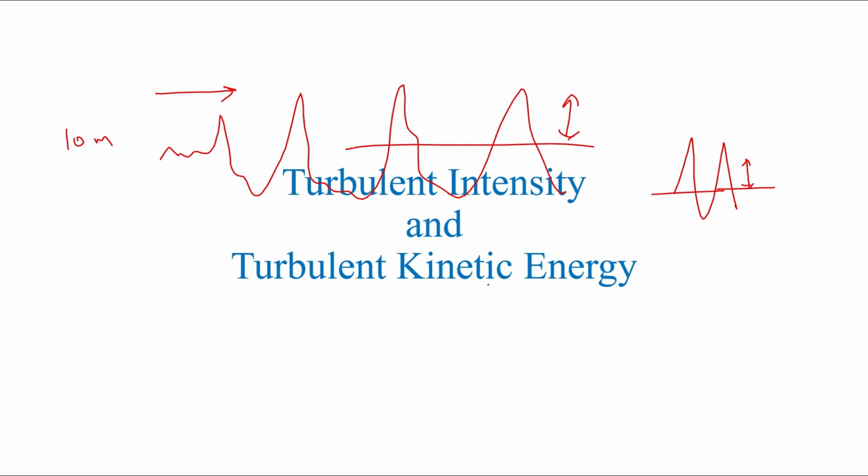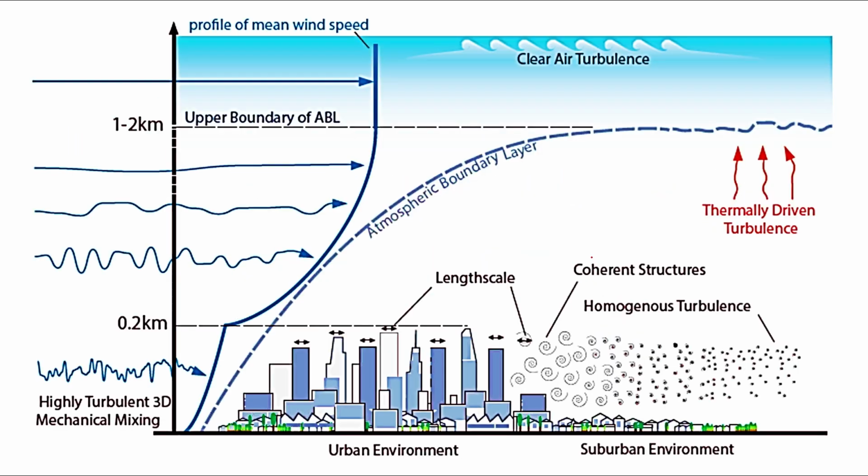Then the turbulent kinetic energy, that is the energy available in the turbulent flow. Okay, so turbulent intensity is how intense the flow fluctuates. Turbulent kinetic energy is the energy available in the turbulent flow. These two we are going to see. And here I have mentioned within the atmospheric boundary layer. So this is the atmospheric boundary layer. Above that we have the free atmosphere.